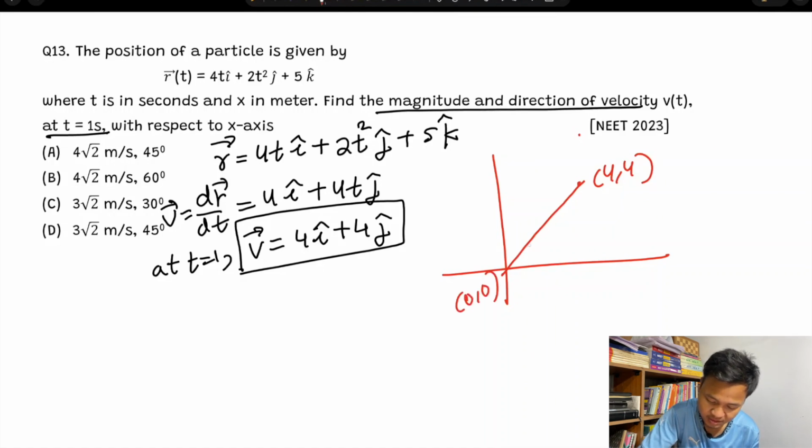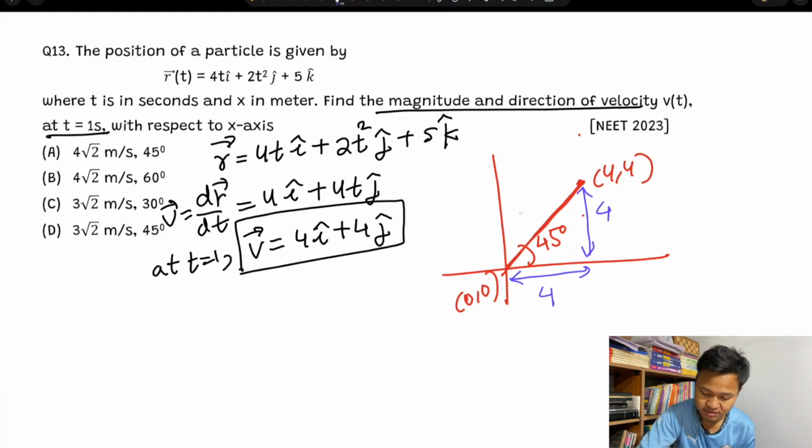So that makes 45 degree. And what is the magnitude of this? Each side is 4. So using Pythagoras theorem, you'll have 4 root 2. Okay, so the answer is 4 root 2 and it is 45 degree.